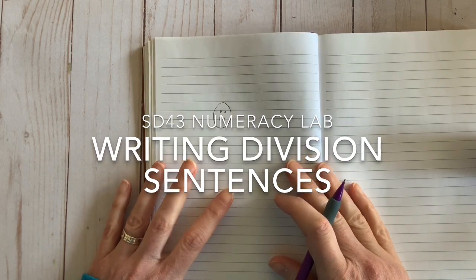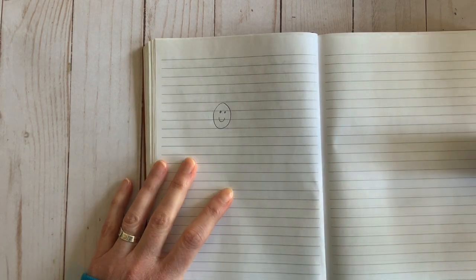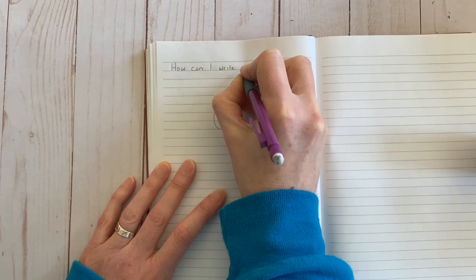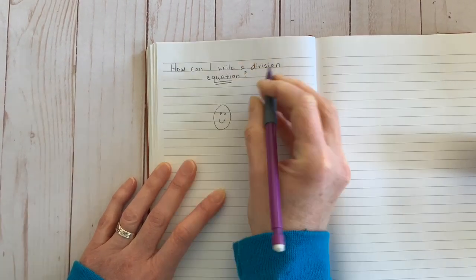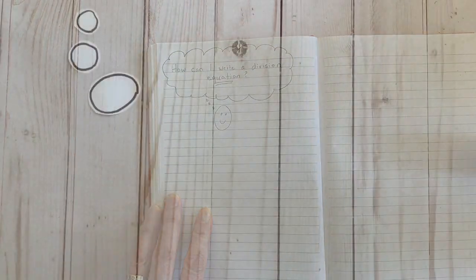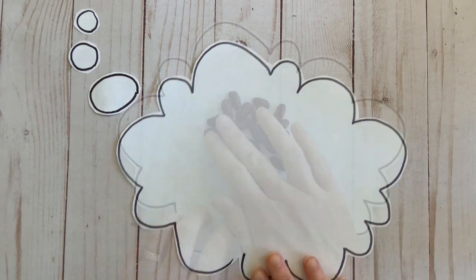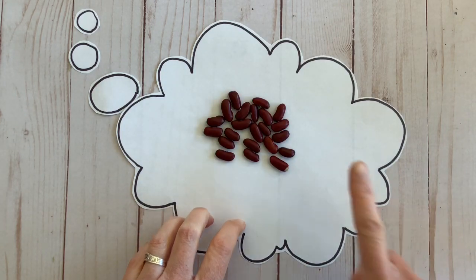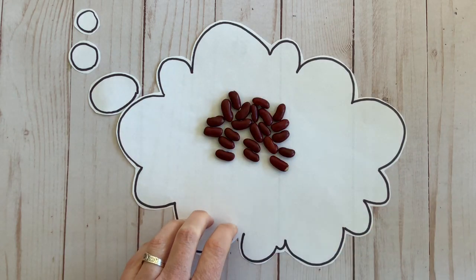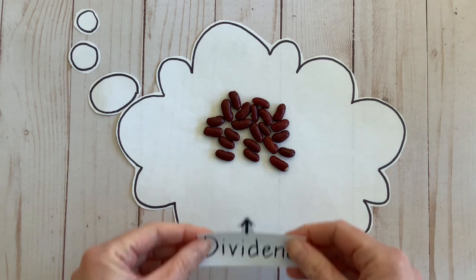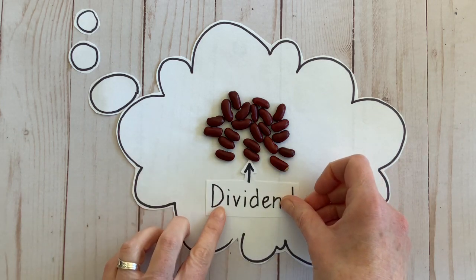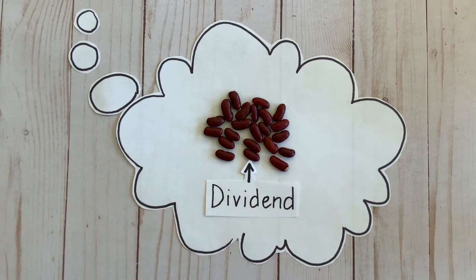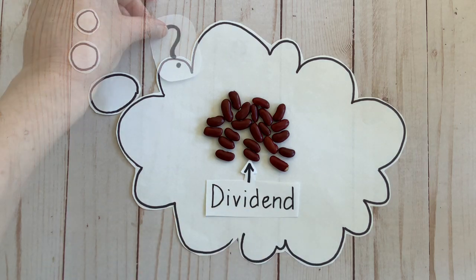Hi there! The next step in exploring division is knowing how to write a division sentence or equation. So, let's say you're thinking of splitting up some beans evenly and fairly. In math language, this pile of beans is known as the dividend. Anything that you want to divide is called the dividend.